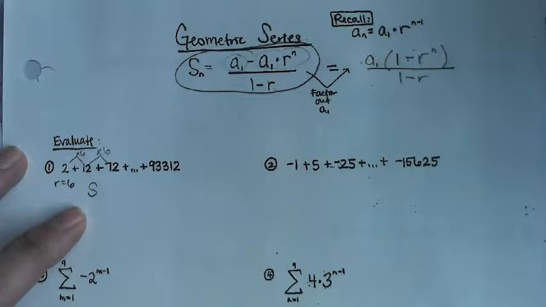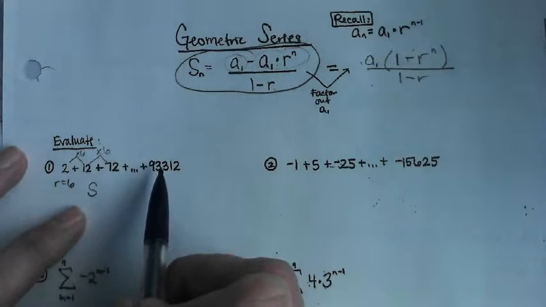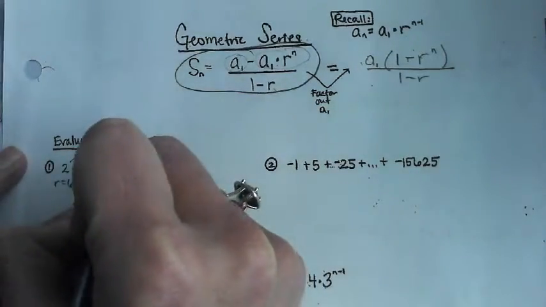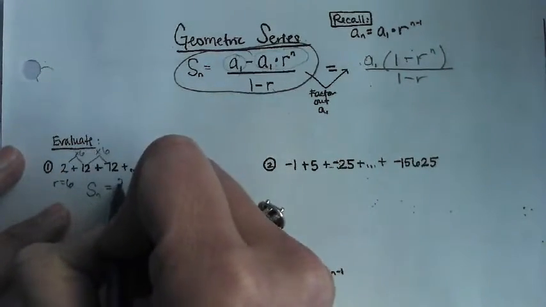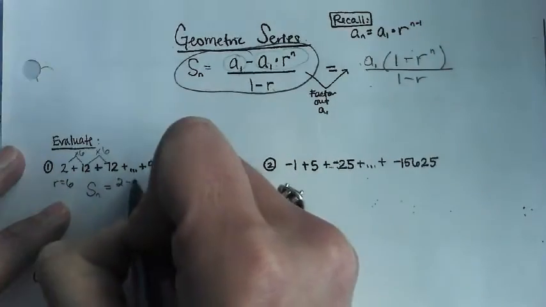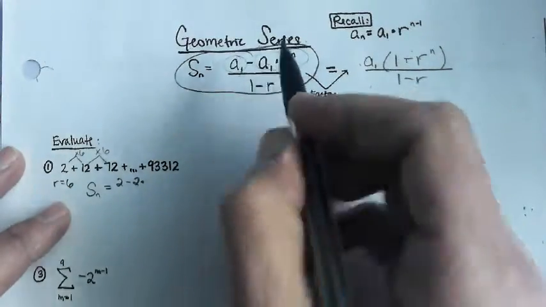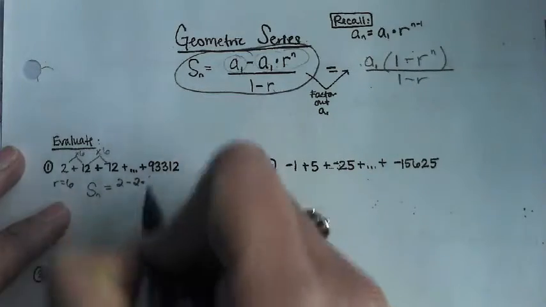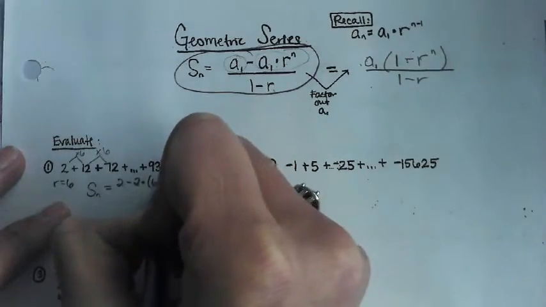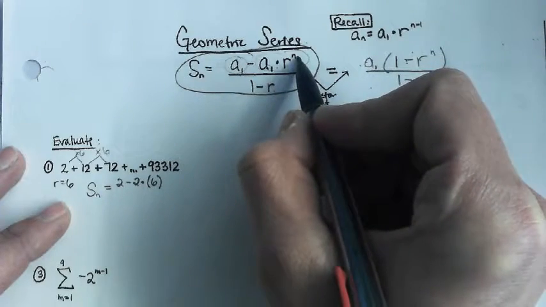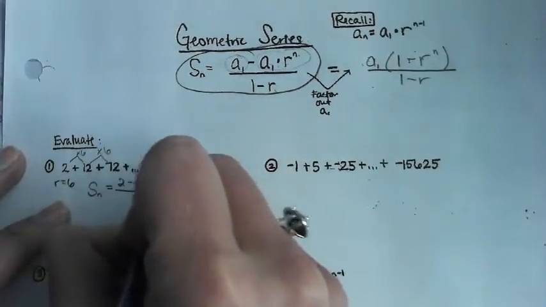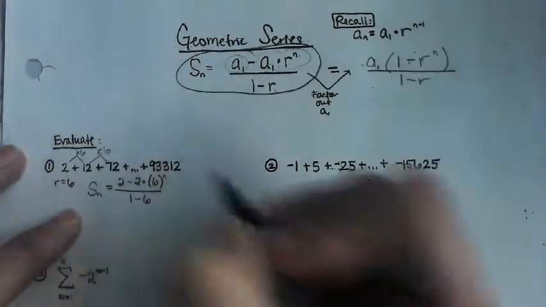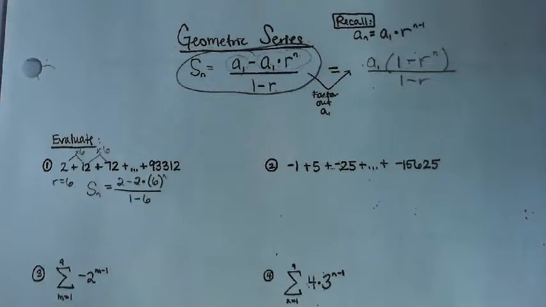So if we just plug into the series formula, we're looking for the grand total through S sub, how many terms are there? Do we know how many terms are going to be in this list? No. So leave it S sub n equals, do we know a sub 1? What is it? 2. So that's 2 minus 2 times, do we know r? 6. Do we know to the nth power what n is? No, right? Over 1 minus r, so 1 minus 6. So we have two unknowns. We can't find our series total if we don't know how many terms are here.